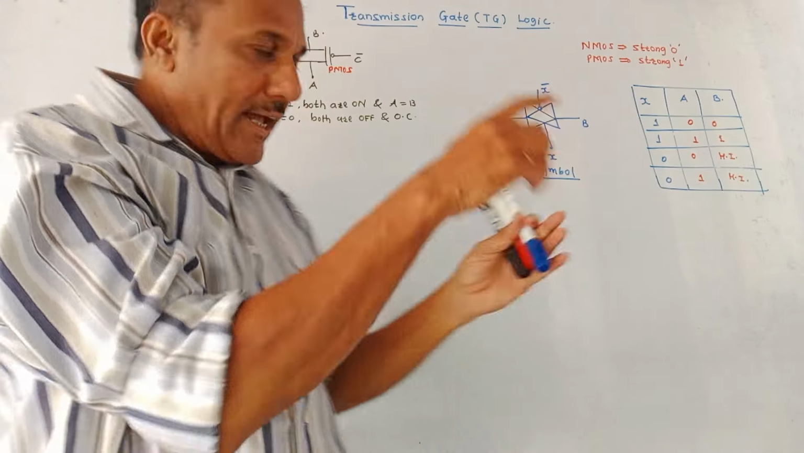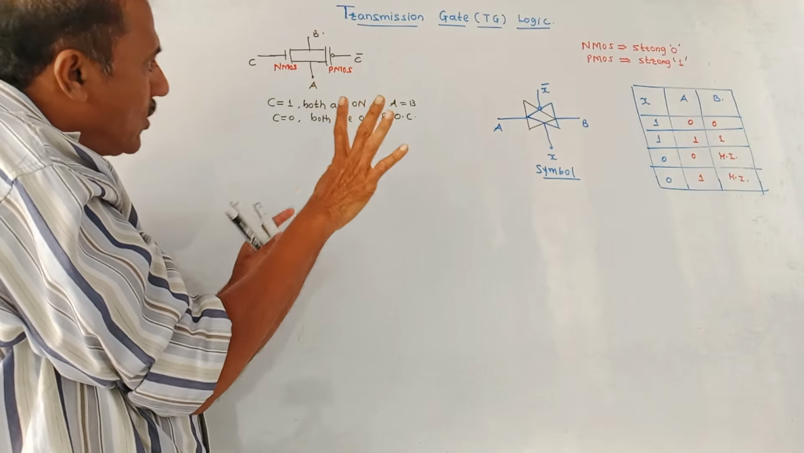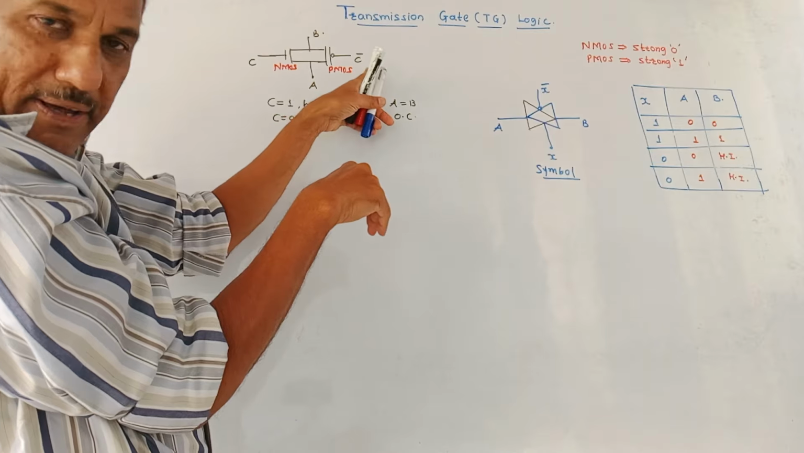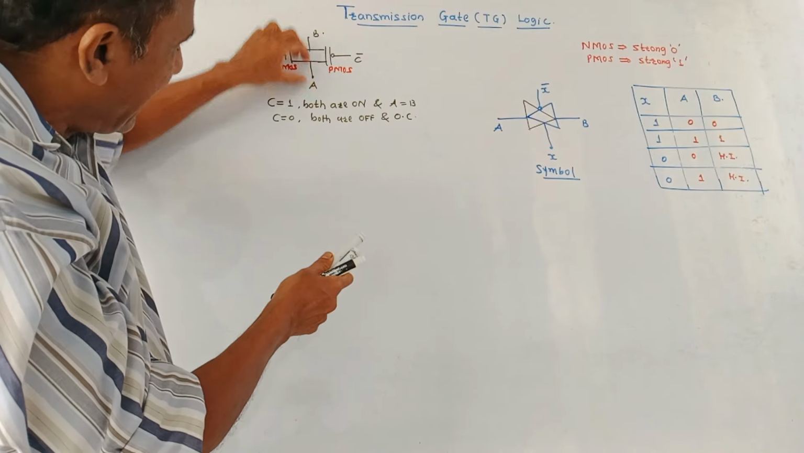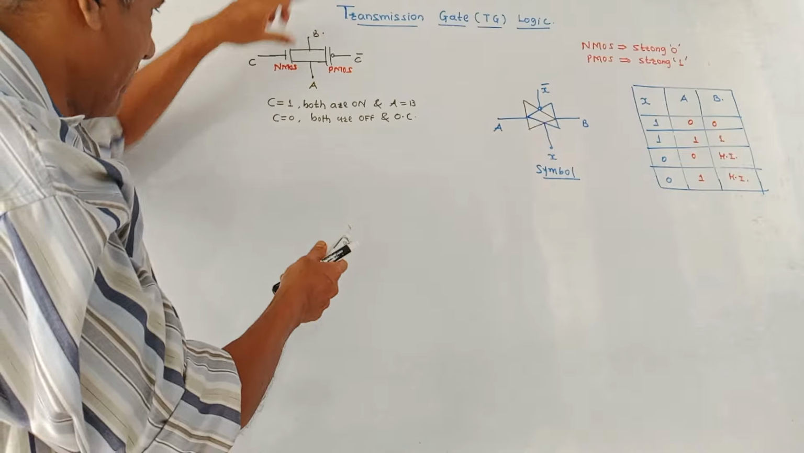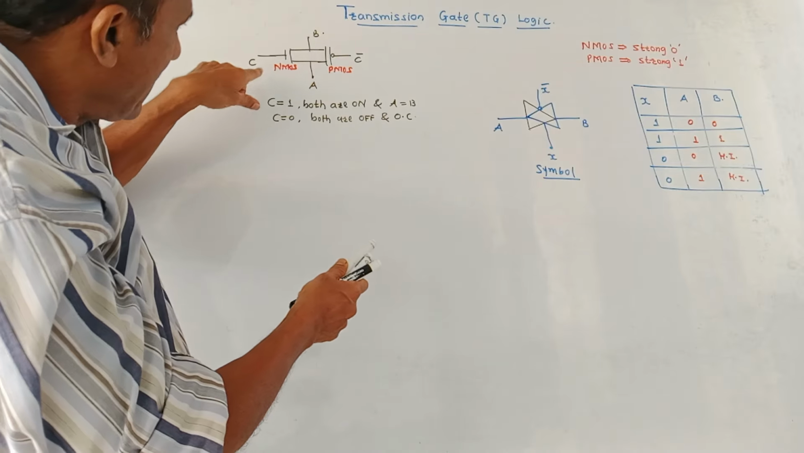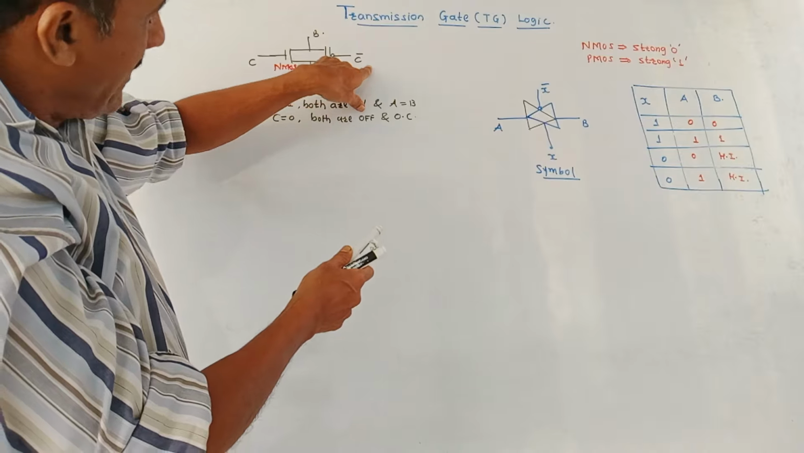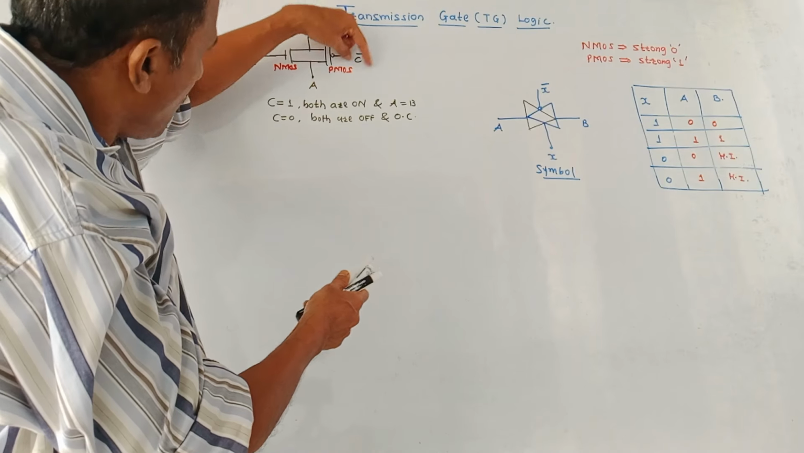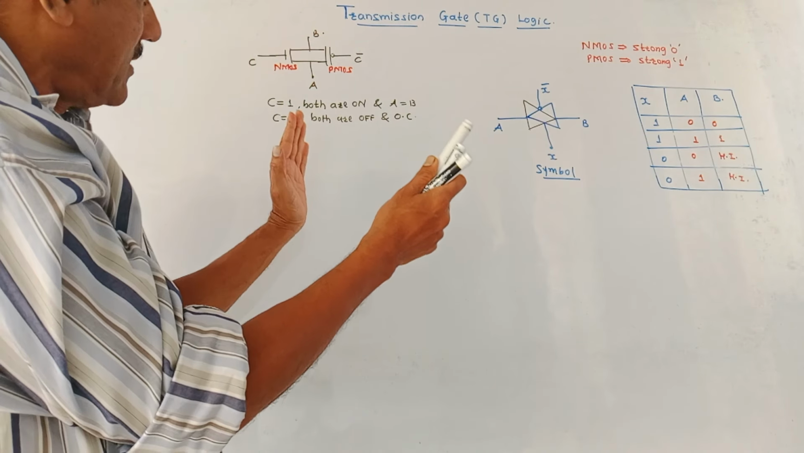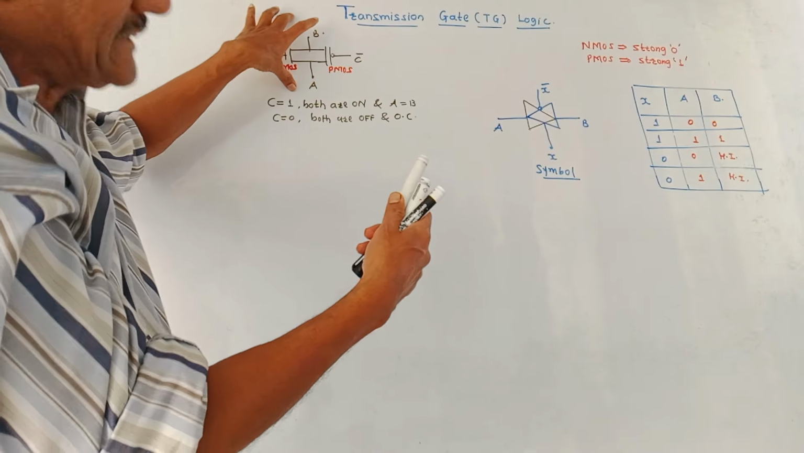Remember it like this. NMOS is on when C is high and PMOS is on when C bar is low. So when C is 1, C bar is 0. So both MOSFETs are on, and whatever signal A is there, that will be available as signal B. If C is 0, then NMOS is off, then C bar becomes 1. There is a bar over here, there is inversion action. So PMOS is also off. So both the MOSFETs are off, so it acts as an open circuit.